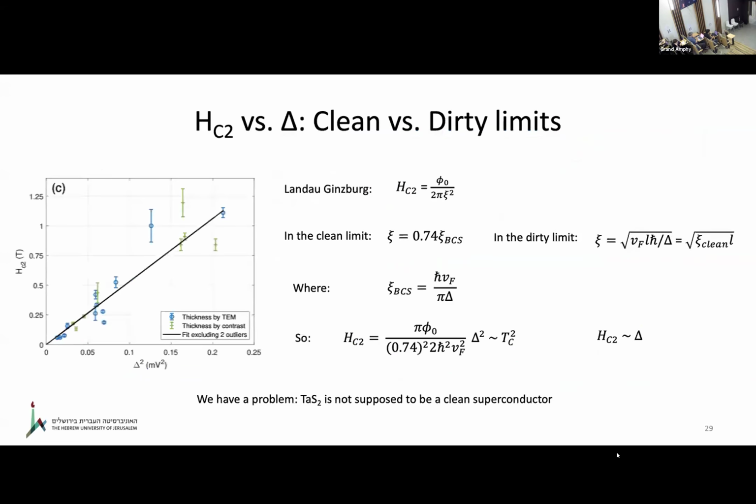Now, this is a bit of a surprise, and I'll explain why. Because according to Ginzburg-Landau theory, Hc2 is inverse to psi squared. Psi in the clean limit is proportional to the BCS psi, which is inverse to delta. So if you were in the clean limit, everything would be really nice. You have this relation which depends on VF squared, and Hc2 should be proportional to Tc squared. But the problem is that tantalum sulfide is not in the clean limit. So this relation shouldn't hold. So we see a relation which shouldn't hold, but is holding.